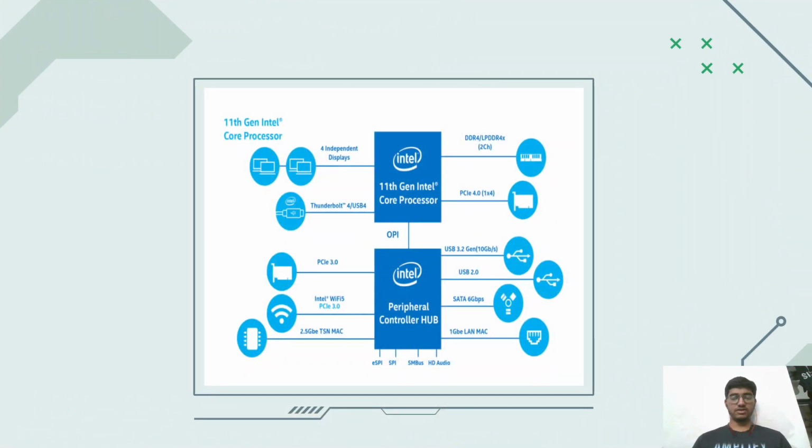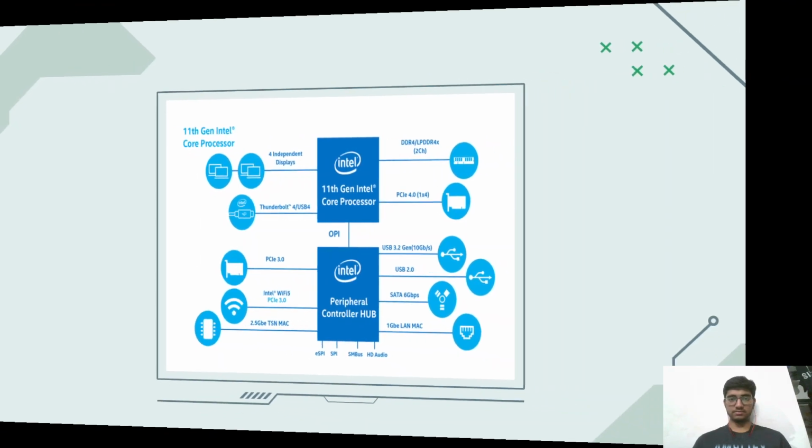So this is the official photo by Intel, and here is the description of that architecture and 11th generation processor. It supports PCIe 4 for input output, DDR4 RAM, four independent displays that can run at the same time, Thunderbolt 4, USB 4, etc.